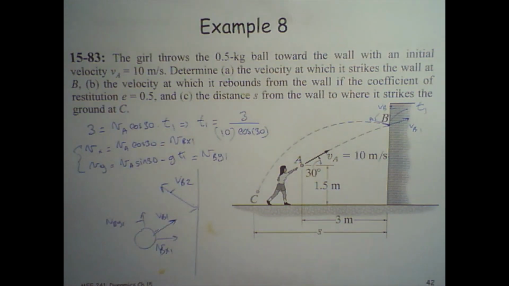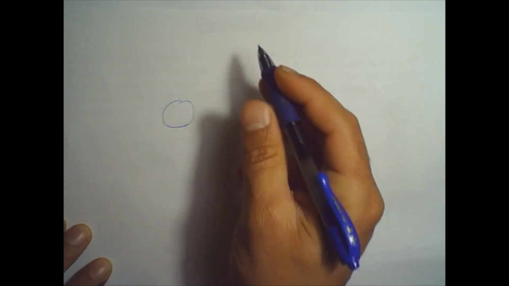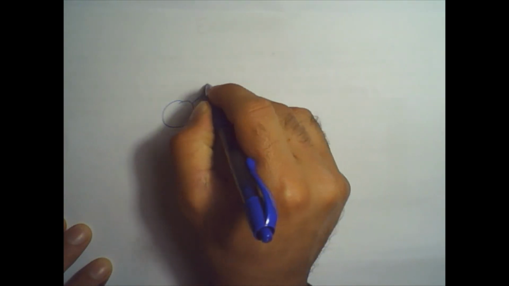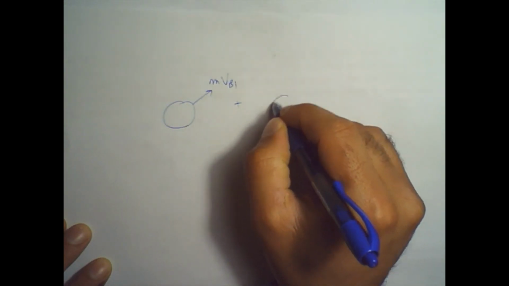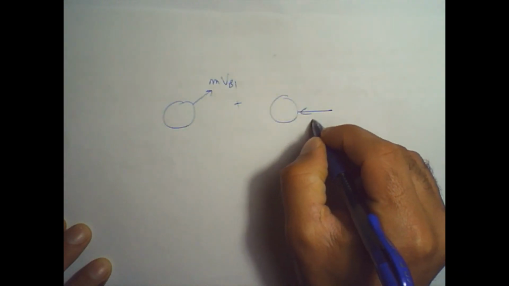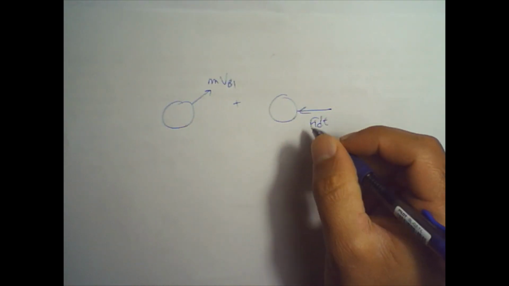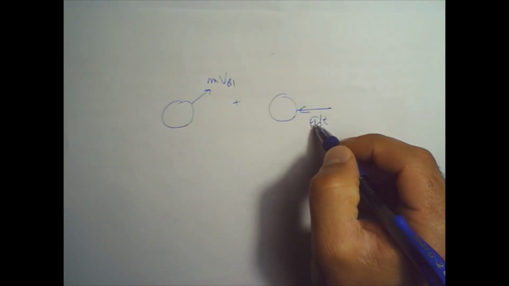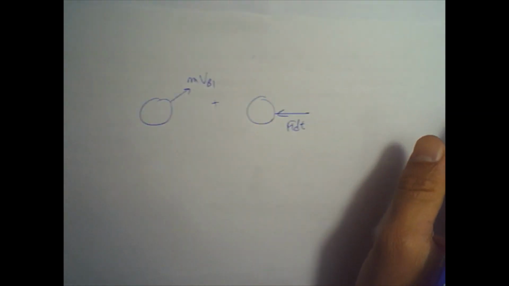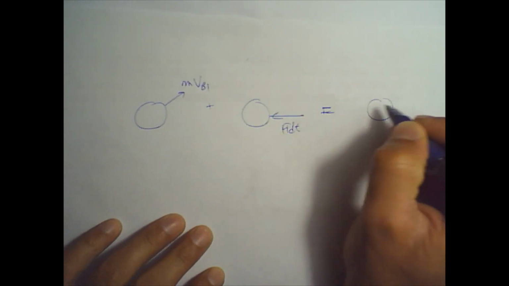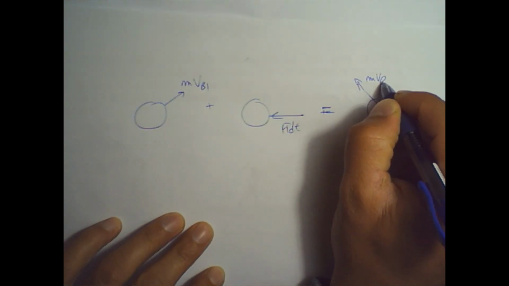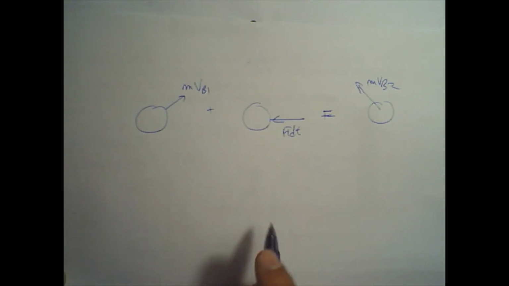Okay, so to do this, let us look a little bit into what is actually happening here, right? So the ball, and this is the wall. The ball is basically coming with this momentum, and as a result of the impulse with the wall, we know the impulse is going to be like that, right? Because it takes a very short amount of time, there's no need to put the integration. And then the final momentum is going to be equal to mVB2. Okay.